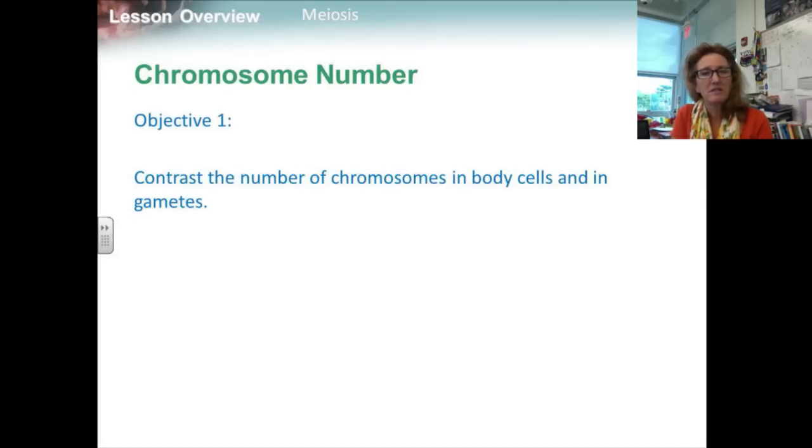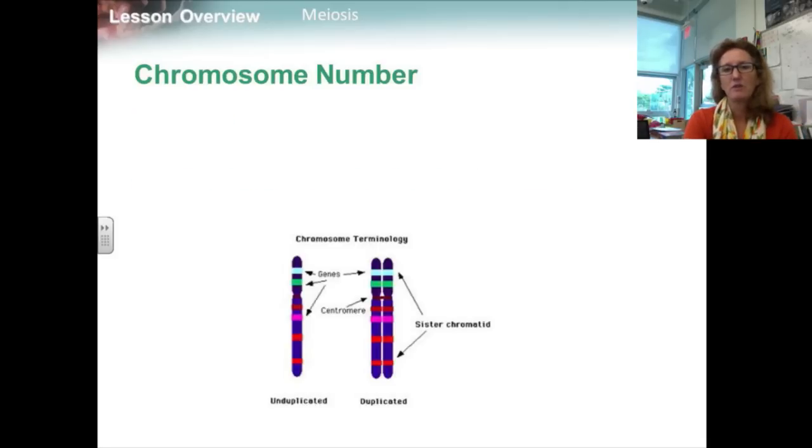So objective one is to contrast the number of chromosomes in body cells and in gametes. What I mean by that is how many chromosomes we have in our regular cells all over us, and then our specialized gamete cells, just for reproduction purposes. So chromosomes, as you know, are the strands of DNA and protein inside the cell nucleus. They are the carriers of genes. The genes are located on specific positions on the chromosome. So this is an example of a chromosome before it's been duplicated, and these genes are all along the whole length of the chromosome.